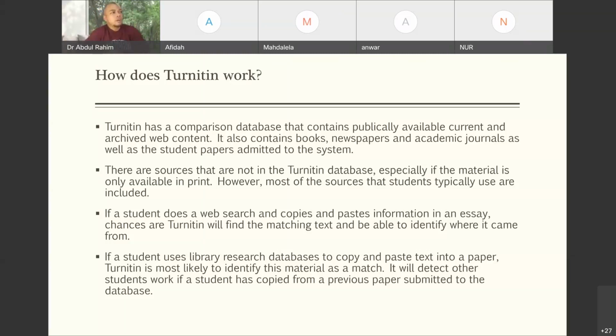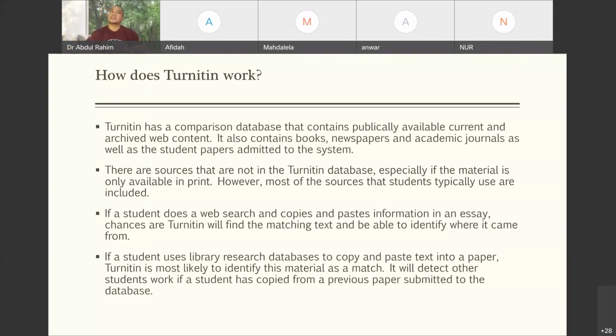However, information that is uploaded into the system is available in the database, in the archive. If a student does a web search and copies and pastes information into an essay, chances are it will find the matching text and be able to identify where it came from. So this is how detailed the Turnitin system is. They can trace which website the student copy-pasted from, from which article. They will list it out in the right panel when you get the report, and how many percent you have copy-pasted.